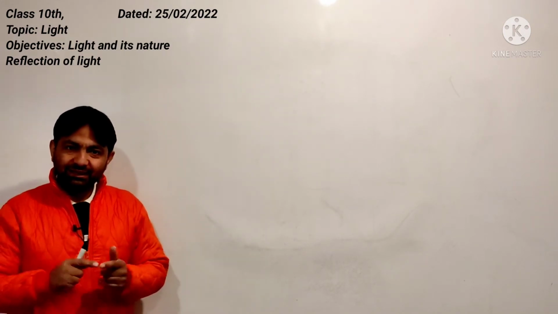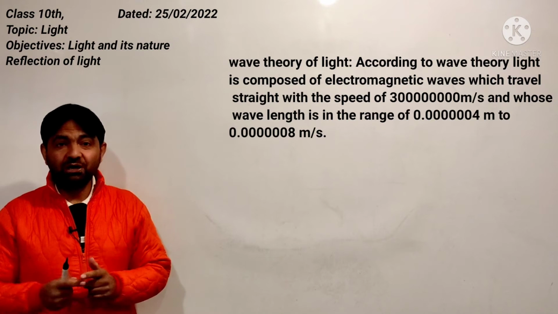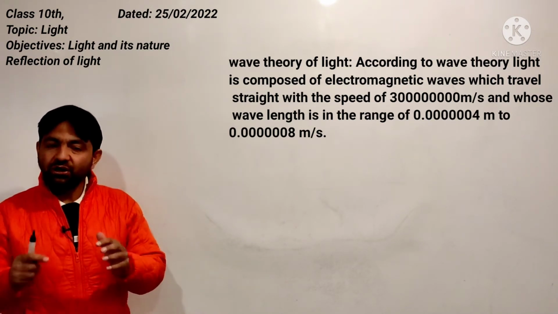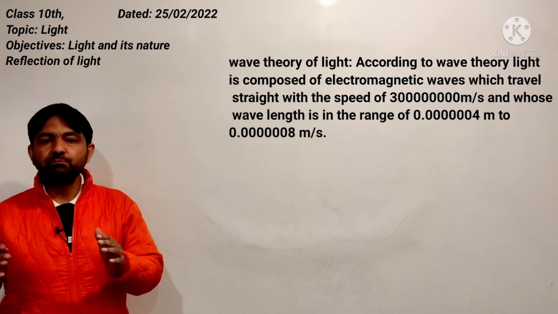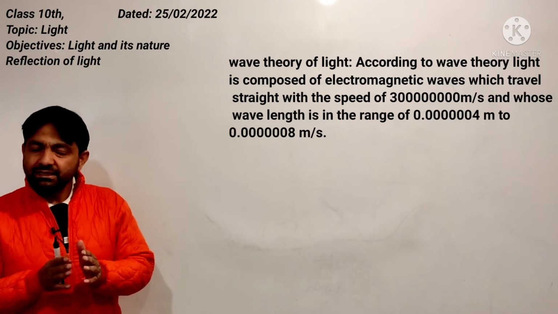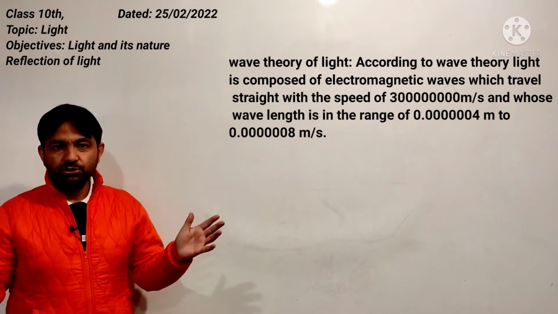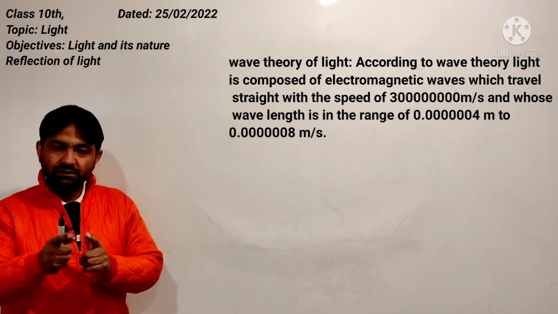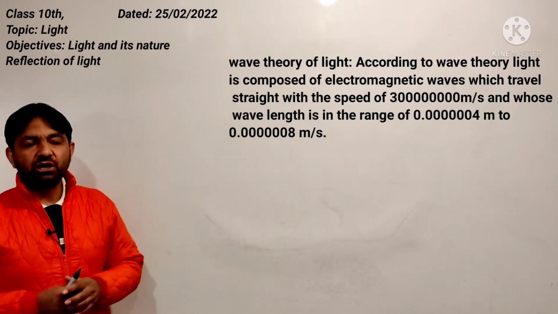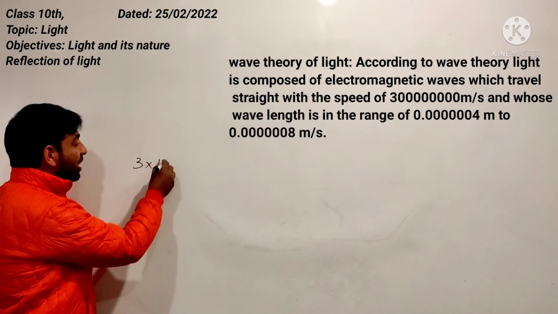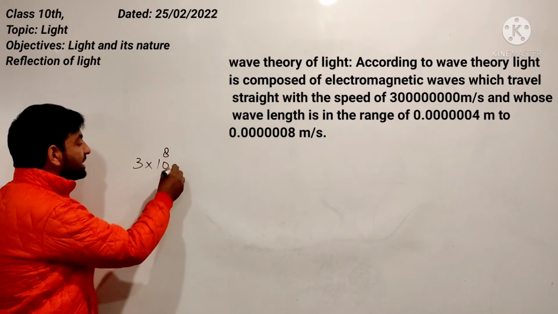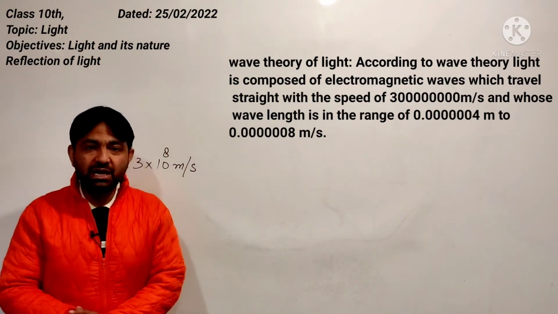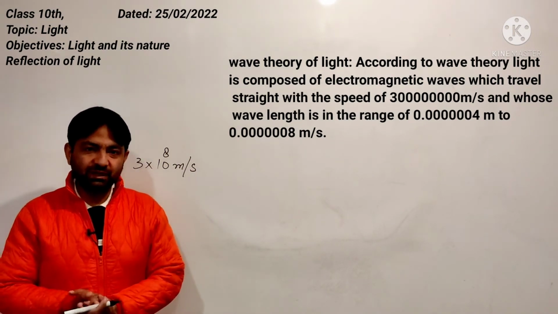According to wave theory, light is composed of, or light consists of, electromagnetic waves which do not require any material medium for their propagation. In fact, they can travel in vacuum. And the light, according to wave theory, travels straight with a very high speed of 3 × 10^8 meter per second, not kilometer, sorry. 3 × 10^8 meter per second is the speed of light.